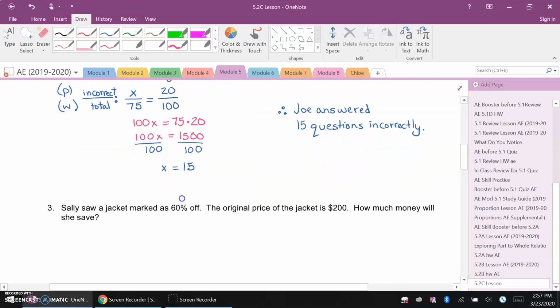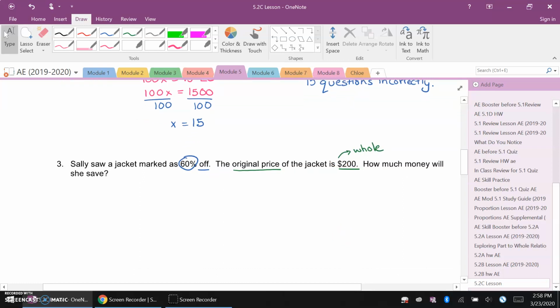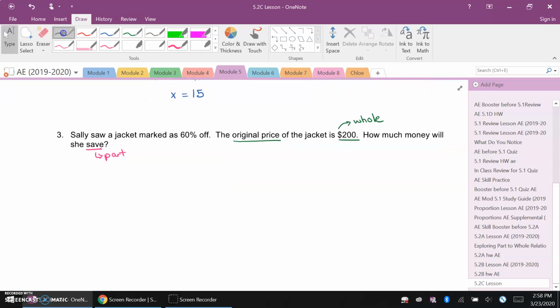Okay, on to number 3. Sally saw a jacket marked 60% off. So 60% and off are both very important. Then it tells us a phrase that you are going to see a lot in the next coming sections. It says the original price is $200. Anytime you have your original price, that's your whole because that's where it's starting. Then the question asks, how much money will she save? So this is going to be our part. So what we are looking for is the amount Sally saved.